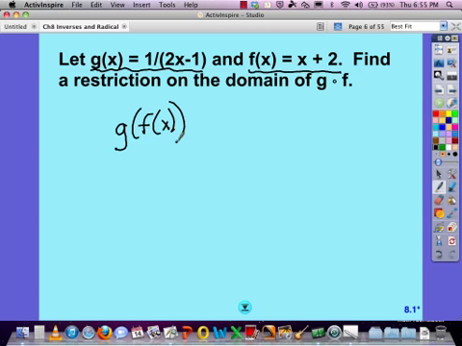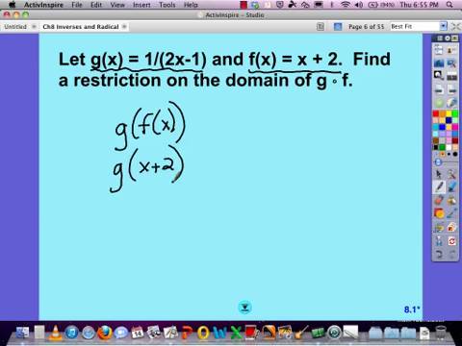A restriction on the domain means, what are all possible values of x? But restriction means maybe there is something that doesn't work for x. So let's look at it with our function rules put in. I know f of x, based on our descriptions up top, is nothing more than x plus 2. So we're going to take whatever our number is and add 2 to it.